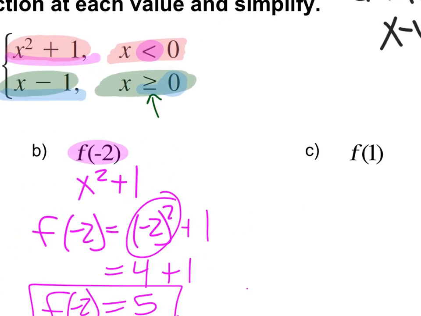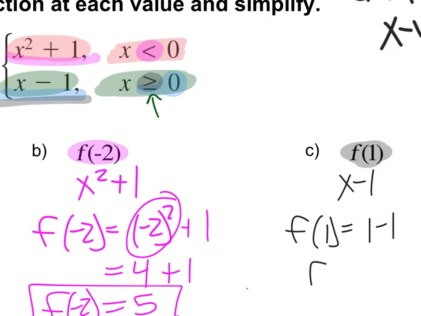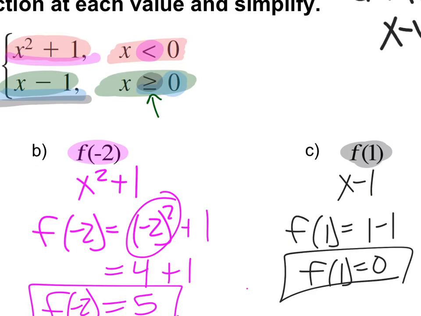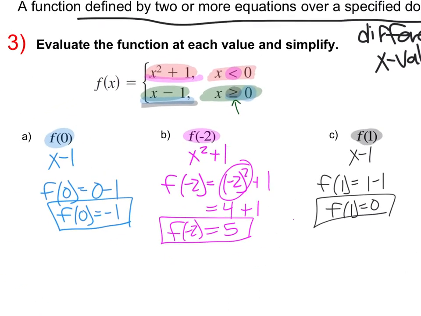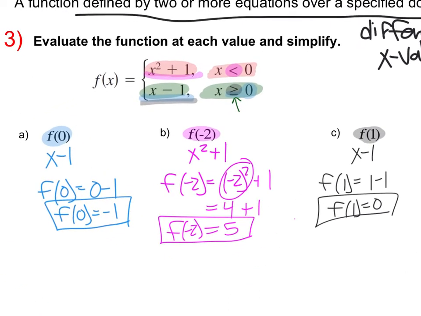And letter C, f of 1, that is a positive 1. Positive 1 is greater than or equal to 0, so I'm going to use the x minus 1 again. So f of 1 would be 1 minus 1, so f of 1 would be 0. So for piecewise functions, just decide which function your x value falls under.